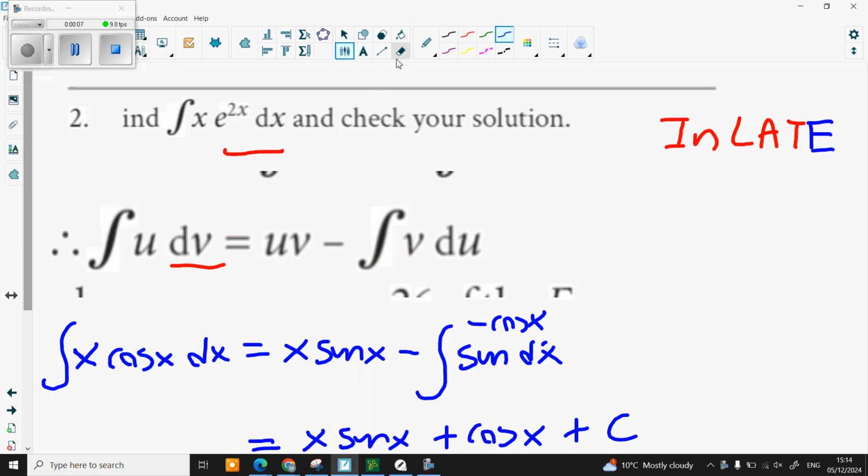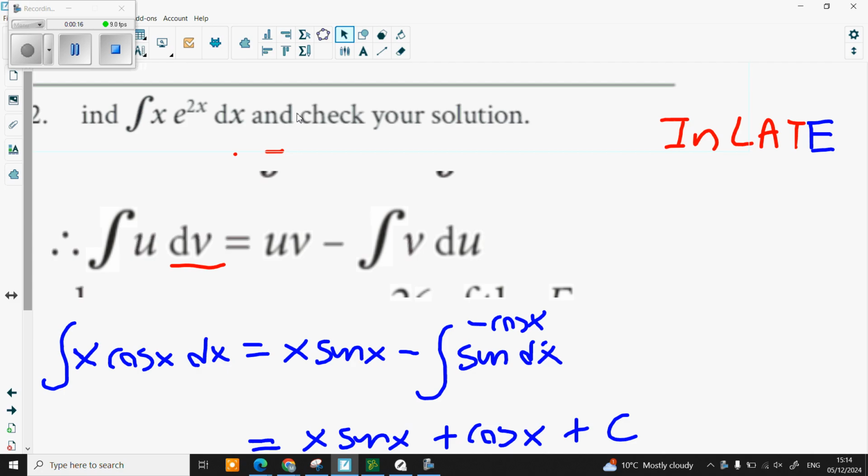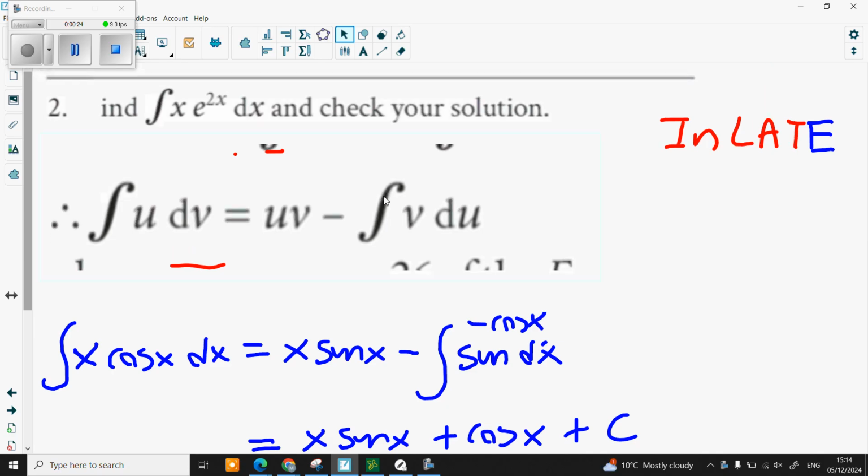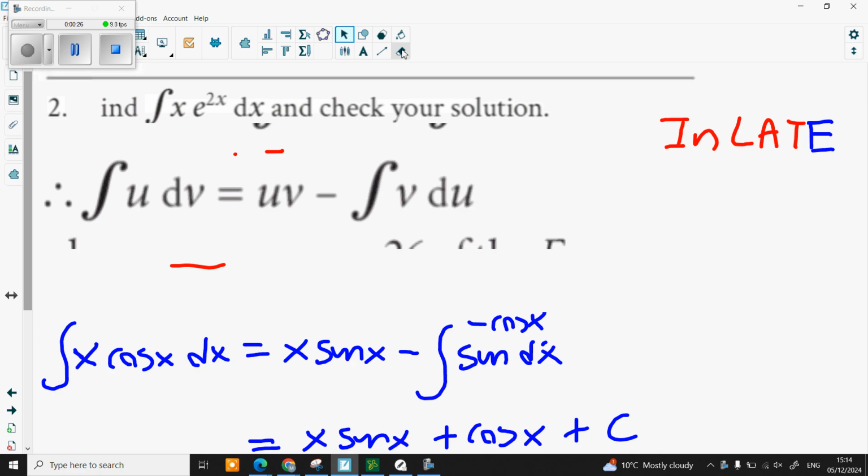Okay. Now, guys, what we have here is question 2. What we're going to do is find this and check our solution. We're going to integrate this and then see what happens when we're done. We're going to use this formula here. Everybody see the formula underneath?